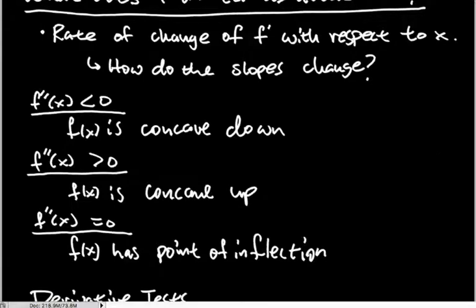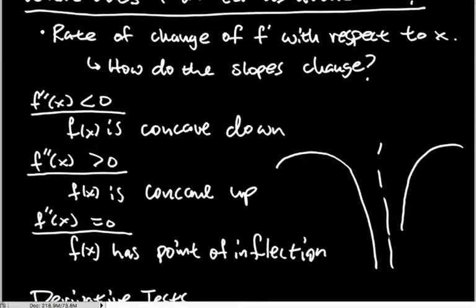So you can have something that's concave down, and then an asymptote, and then concave down still. So that still happens.